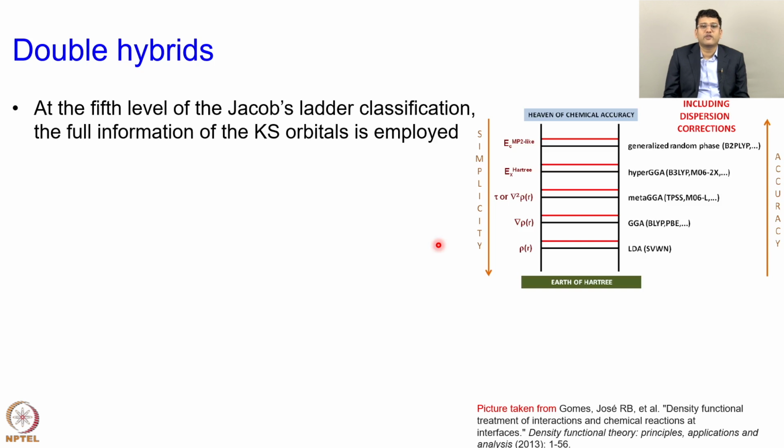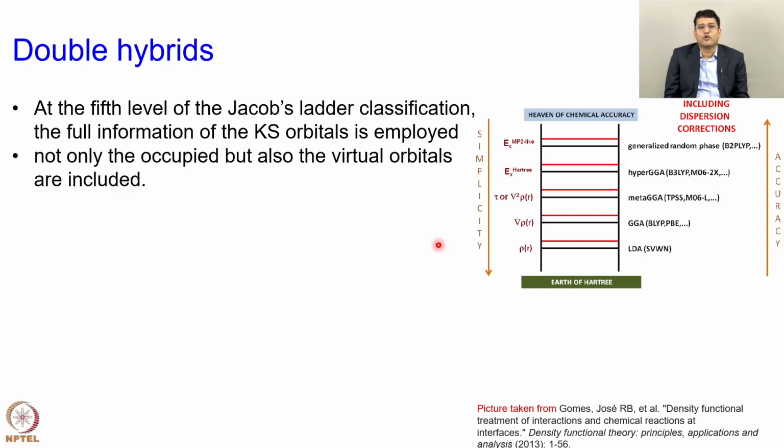So, in the case of hybrid, to calculate the exchange correlation functional, or even GGA and meta GGA, we are summing only up to the occupied orbitals, both for the Coulomb term as well as the kinetic energy term. What you do in the case of double hybrid is that not only occupied, but you also use the information available with the virtual orbitals.